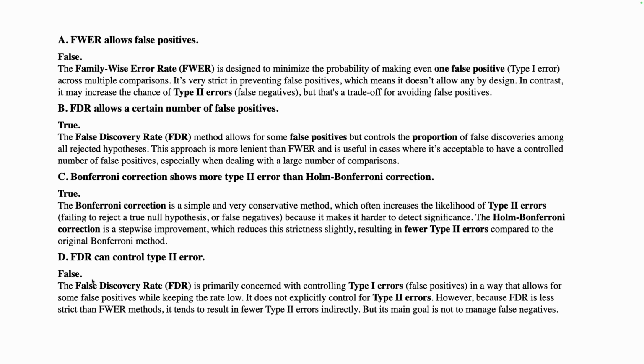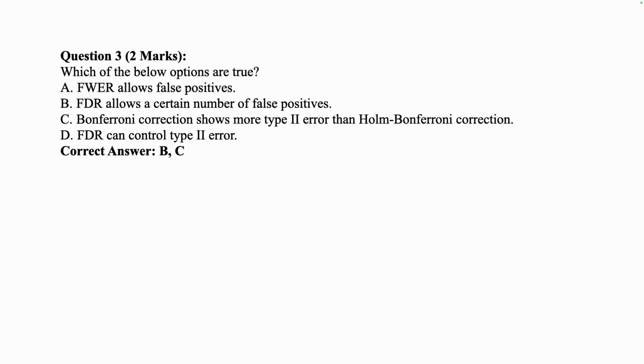The D statement was FDR can control type 2 error, which is false, because the false discovery rate is primarily concerned with the type 1 error, which is false positive. It does not tell anything about false negatives. It tells you about the false discovery rate, which is directly or indirectly telling about the false positives only. So the fourth option is also false. So the correct option for this question would be B and C.